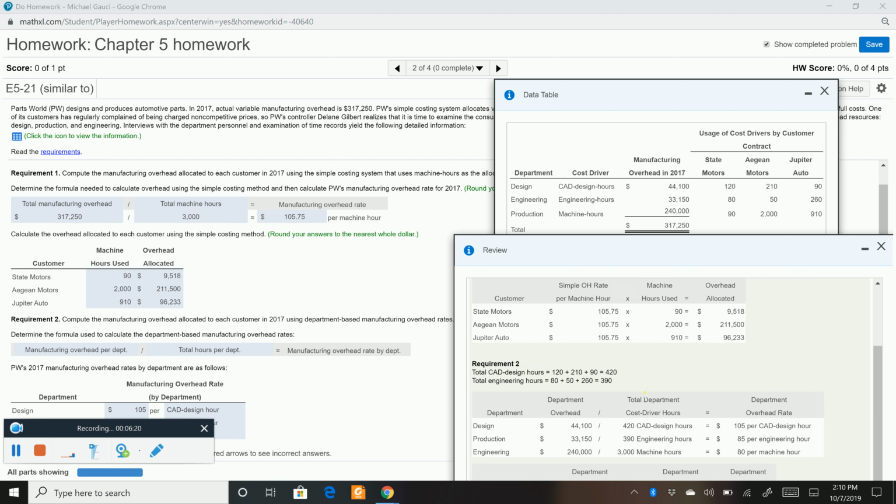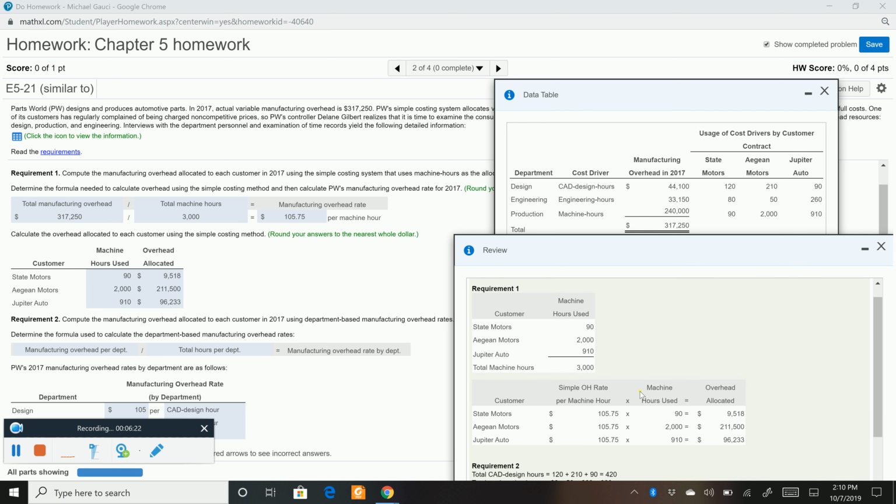Okay, in this next homework problem, we are going to see the difference. We're going to take one example, and I'm going to show you side by side the difference between using a simple costing system to allocate indirect overhead versus an ABC, activity-based costing system, where we drill down more specifically into our costs to come up with a better allocation. So we have a company here, PW, Parts World.